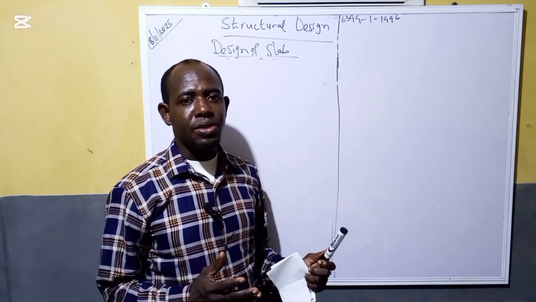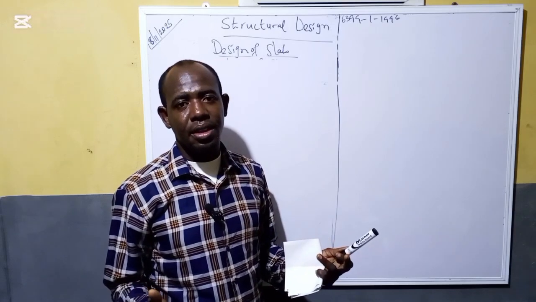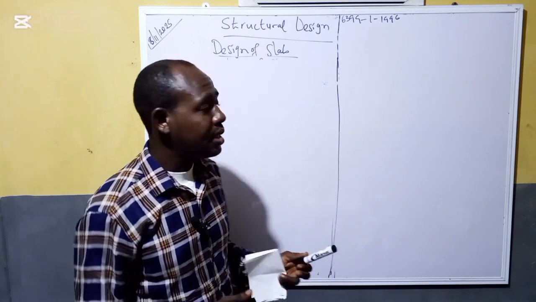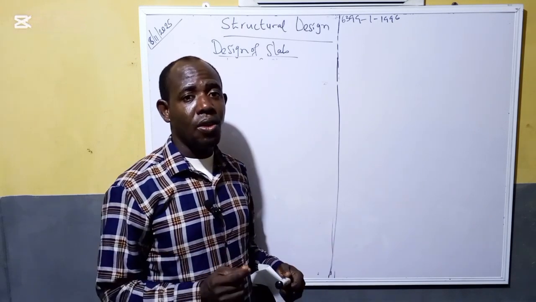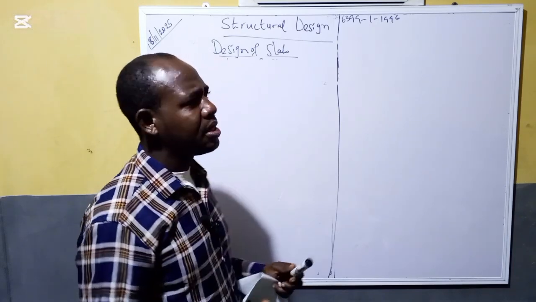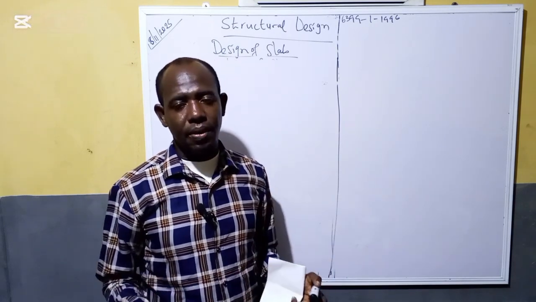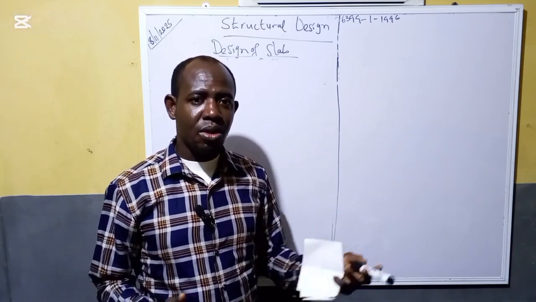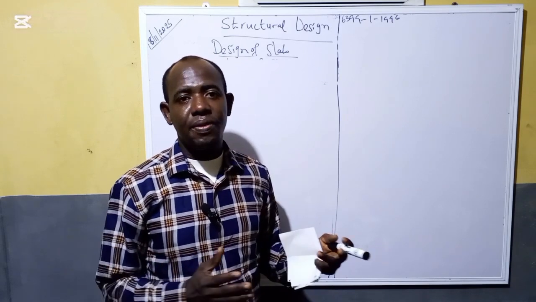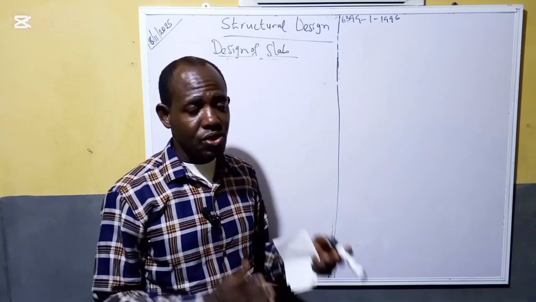Today I'm going to look into structural design. I'm a structural design engineer, and this time I'm dealing with the design of slab. Slab is one of the structural elements in a building. We have slabs, columns, and beams. These are structural elements, and their proper design will ensure the stability of the structure.